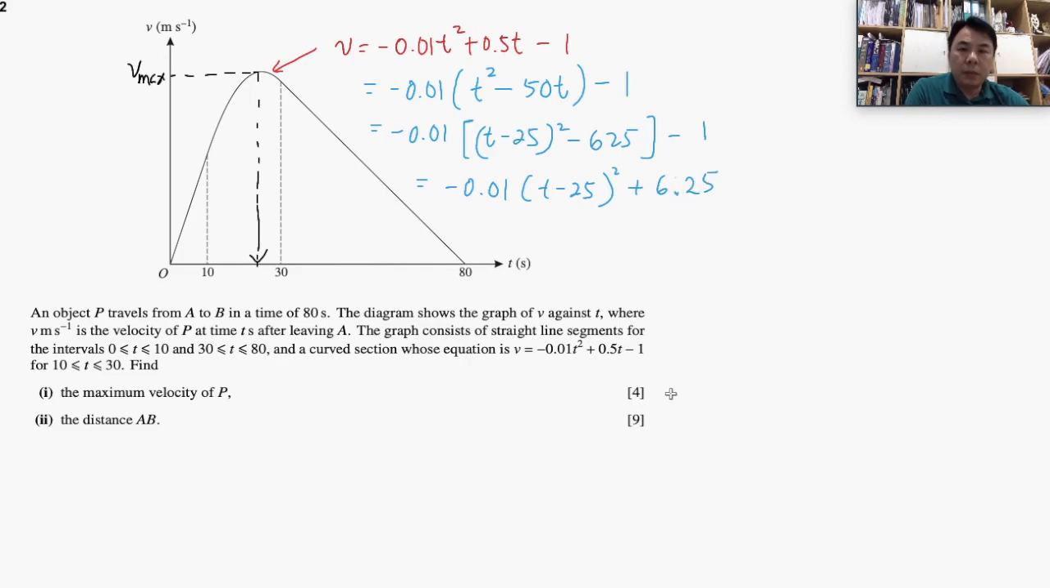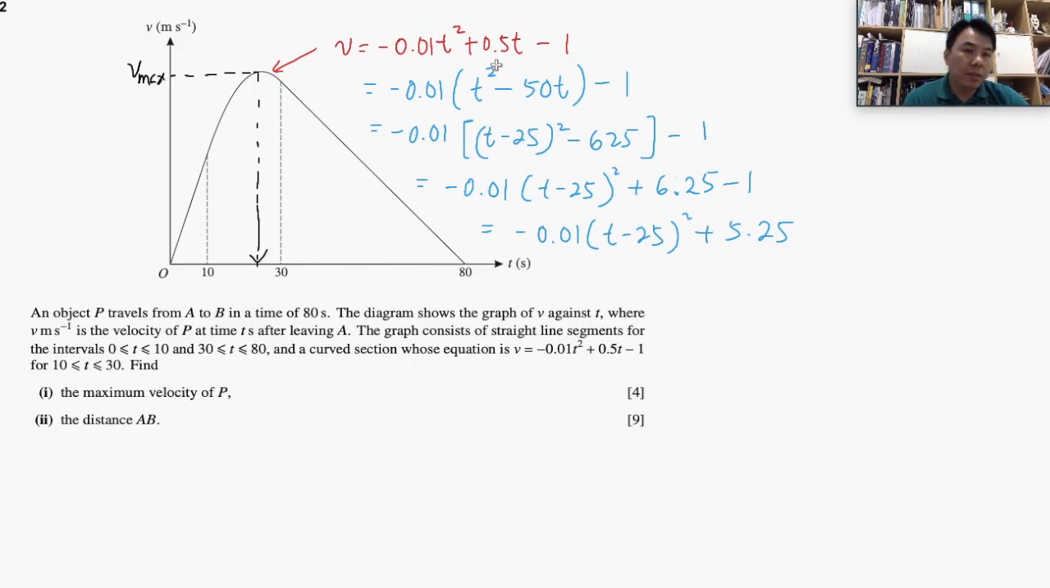6.25, yes, correct. So divided by 100, 10. Just let me check one more round in case I make any mistake. Okay, yep, so 6.25 there. And then don't forget we have minus 1. So from here we have negative 0.01 (t minus 25) squared, and then we have 5.25. Okay, I have already completed the square for this quadratic equation.